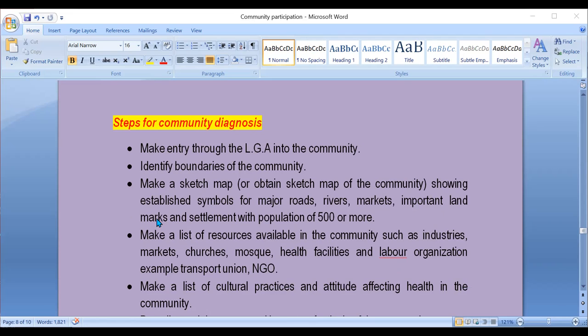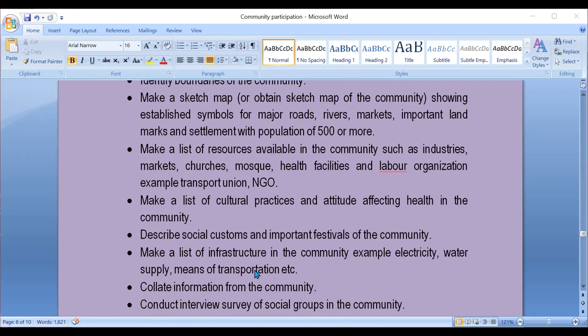Then you make a list of resources available in the community. That's when you have actually gone to the community, you are going to gather what resources this community has, such as industries, markets, churches, mosques, health facilities, labor organizations, NGOs. Then you make a list of cultural practices and attitudes affecting health in the community.